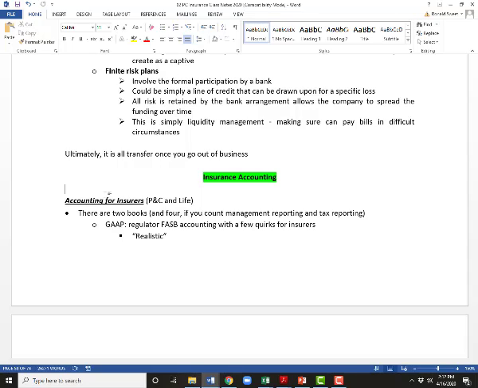Allstate has theirs online. USAA does not provide its annual statement online, as far as I know. I haven't seen it yet. Maybe they will start at some point. And I doubt State Farm does. I haven't looked at State Farm.